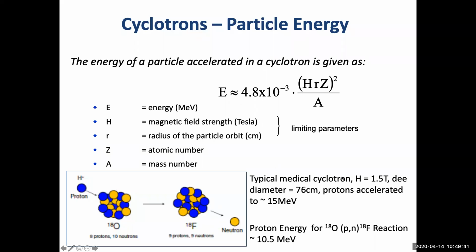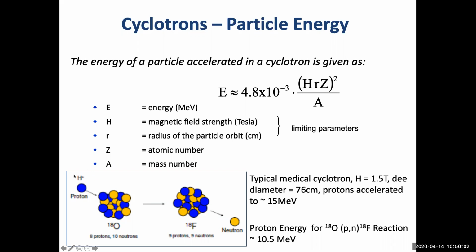So the typical cyclotron had about 1.5 Tesla magnetic field, a diameter of about 76 centimeters, and a proton accelerated to 15 MeV. So this is not fixed from one cyclotron to another, it is different. So this is the principle of the cyclotron or any accelerator.